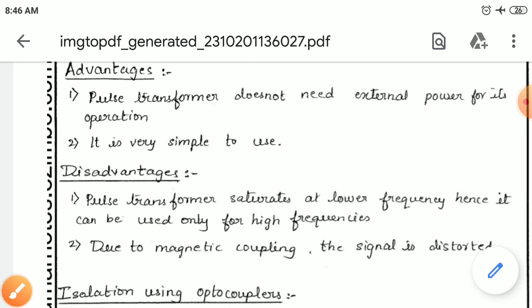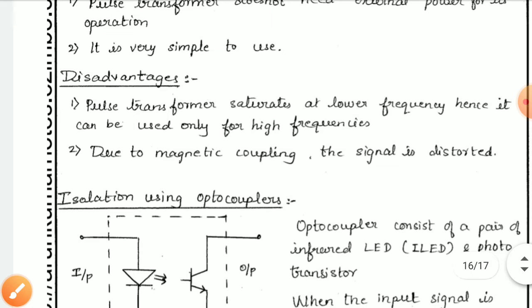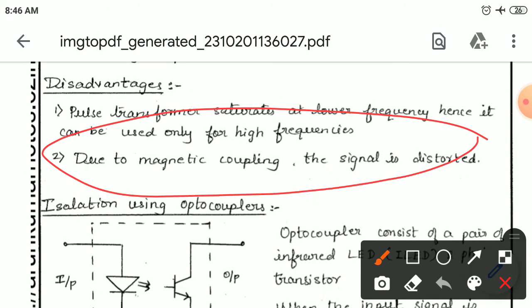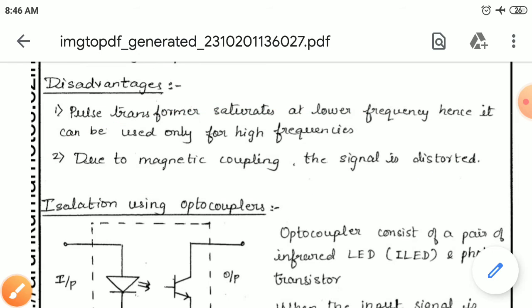Due to the magnetic coupling, the signals are distorted. The magnetic coupling is nothing but your windings, and because of that, sometimes distortion in the signals also happens. If any system has some advantages, then definitely there are some disadvantages also. So we have to use other techniques to mitigate the drawbacks of the system and to use the system in an effective manner.